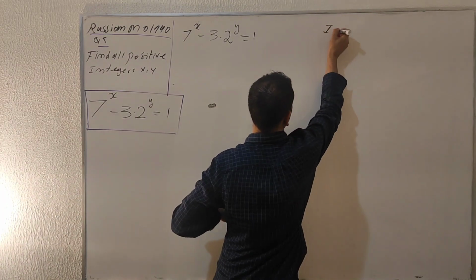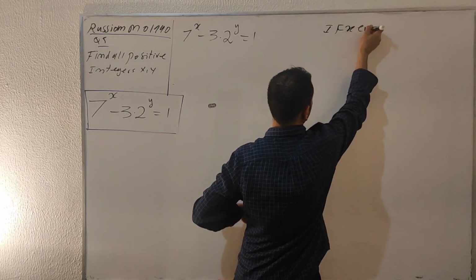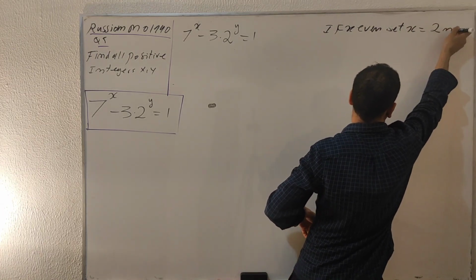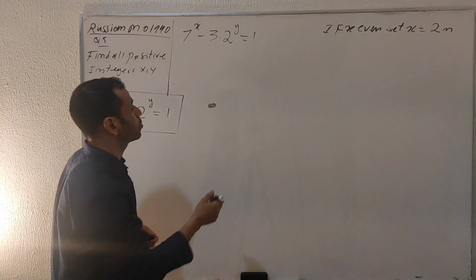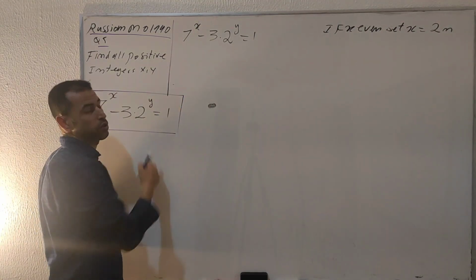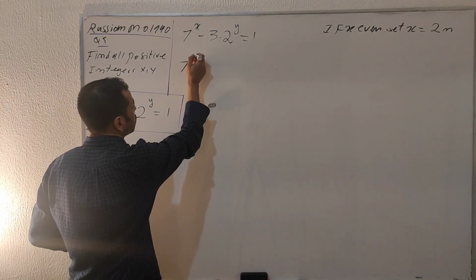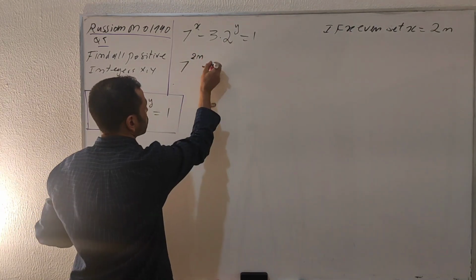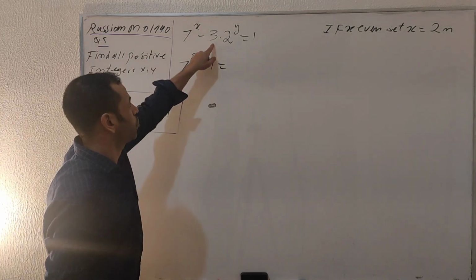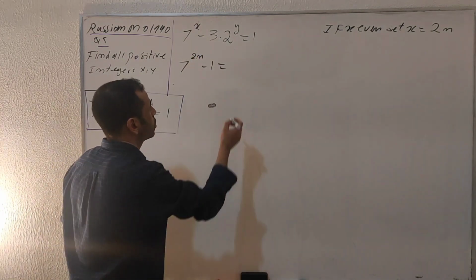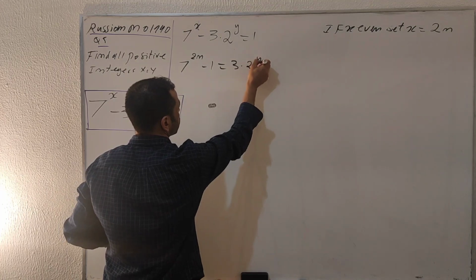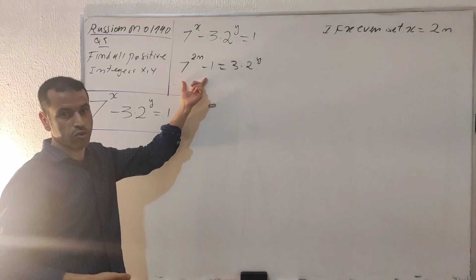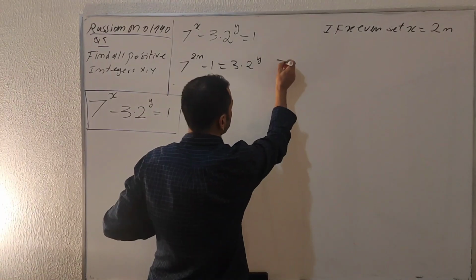If x is even, let's set x equals 2n. I'm going to take this value of x and insert it into the equation. I will get 7 to the 2n, and I'm going to bring the number 1 to the left, so I get minus 1, and move the other term to the right. I will get 3 multiplied by 2 to the y. As you know, this is the form of a difference of two squares, so I'm going to factor that.